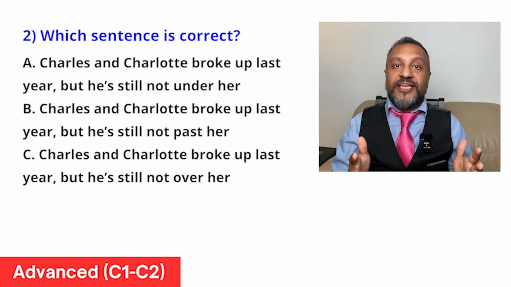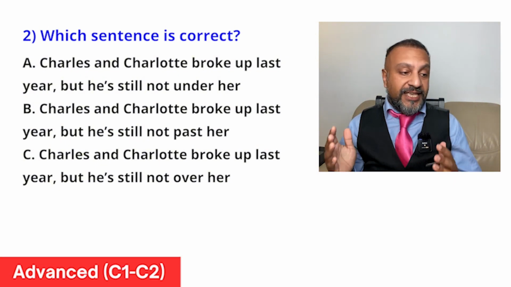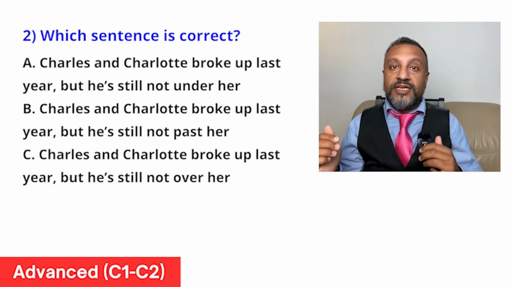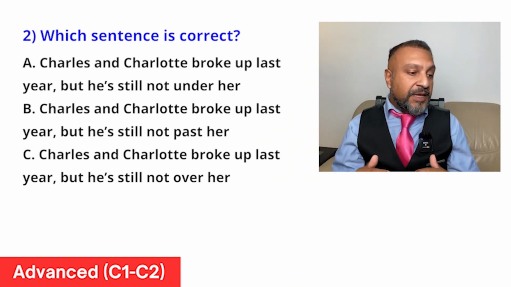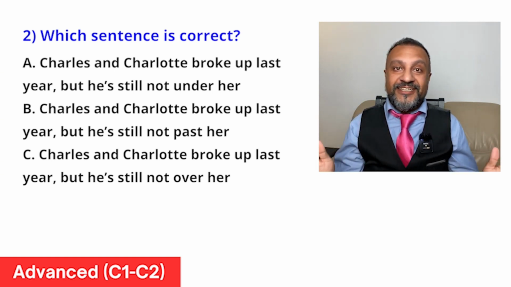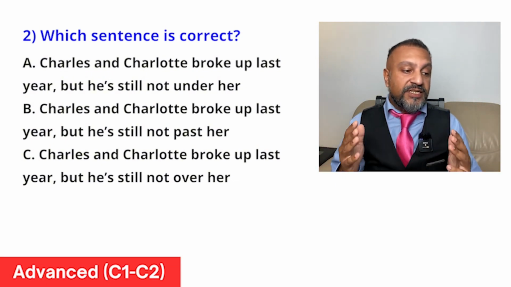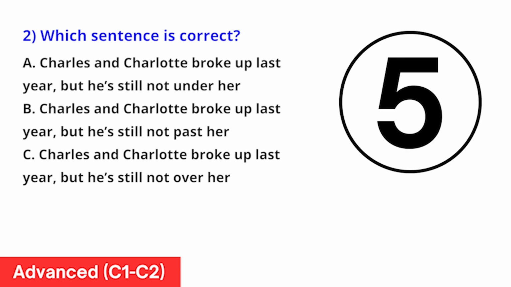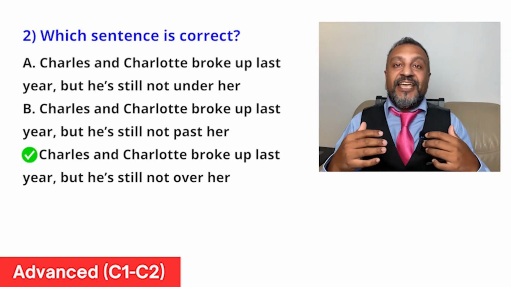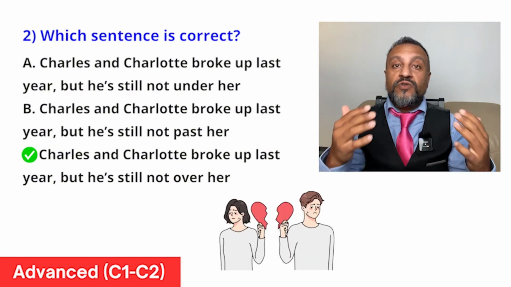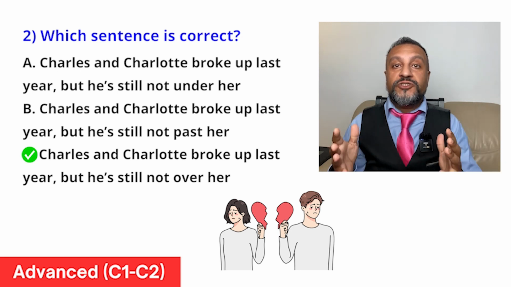Which is the correct sentence? Charles and Charlotte broke up last year, but he's still not under her. Charles and Charlotte broke up last year, but he's still not past her. Charles and Charlotte broke up last year, but he's still not over her. This is a phrasal verb. To get over someone means that you need time to recover from the emotional pain.